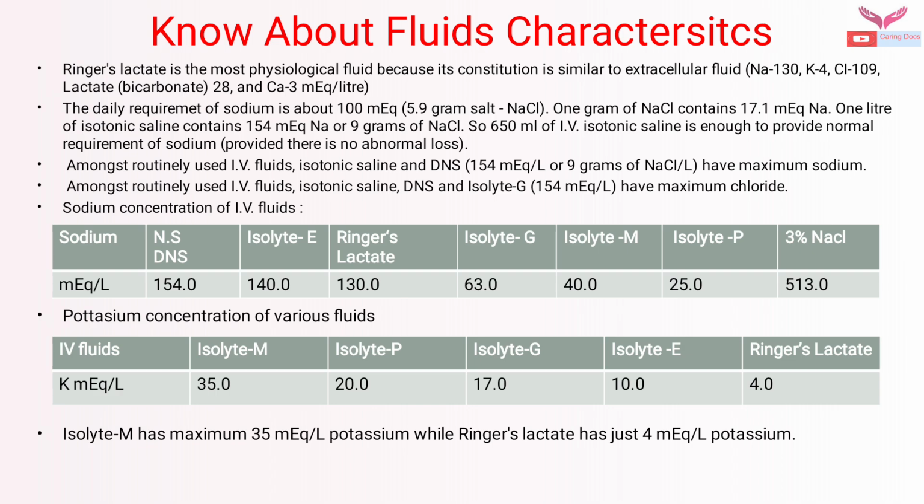The daily requirement of sodium is about 100 milliequivalent in a normal human being, and this is 5.9 grams of salt. So 1 gram of sodium chloride contains 17.1 milliequivalent of sodium. 1 liter of isotonic saline contains 154 milliequivalent of sodium, or 9 grams of sodium chloride. So 650 ml of IV isotonic saline is enough to provide the normal requirement of sodium, provided there are no abnormal losses.